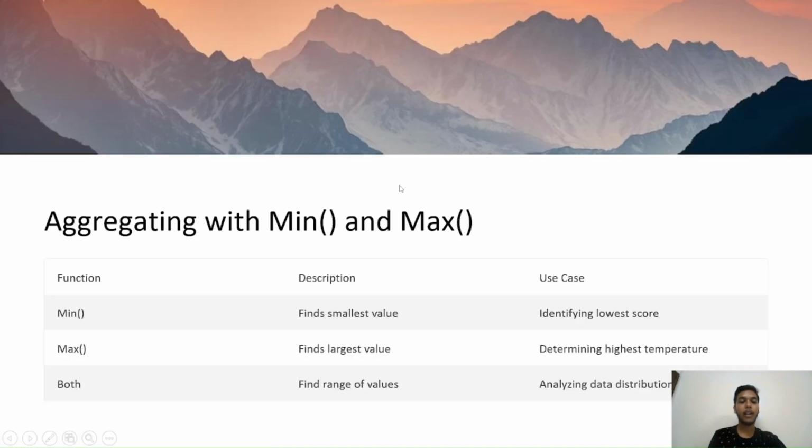Now let us see aggregating with min and max. The min function is useful to find the smallest value in the given set. A use case of min is identifying the lowest score. Now let us see the max function. This is useful for finding the largest value. One use case of the max function is determining the highest temperature. Now let us see using both functions. This is useful for finding the range of values. One use case of using both is to analyze data distribution.